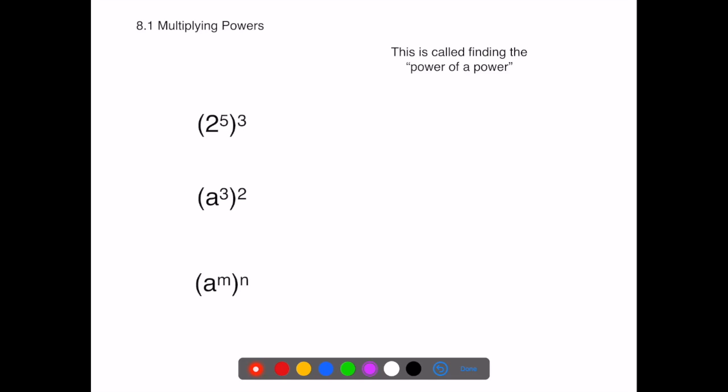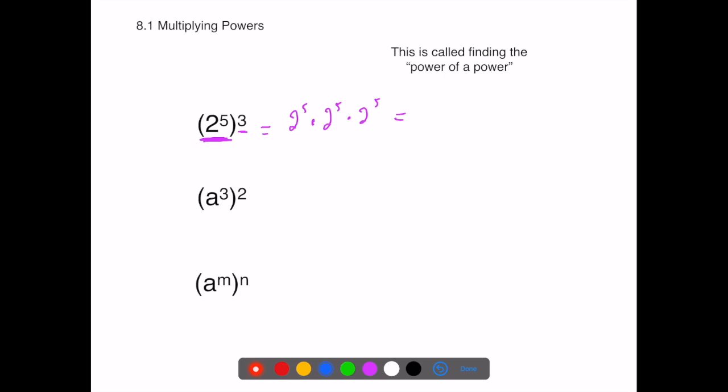All right, so the next here is just another review of when we have parentheses. The only thing you need to keep in mind is that everything inside the parentheses is getting raised to the power outside the parentheses. So this is just 2 to the 5th times 2 to the 5th times 2 to the 5th.